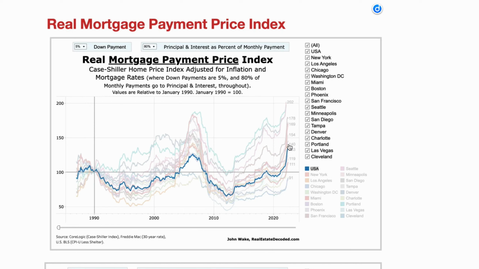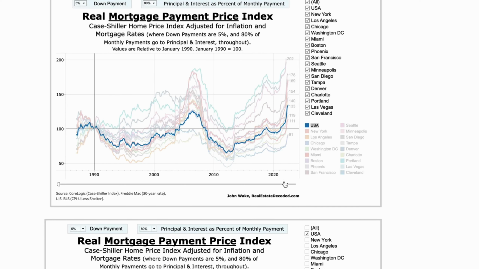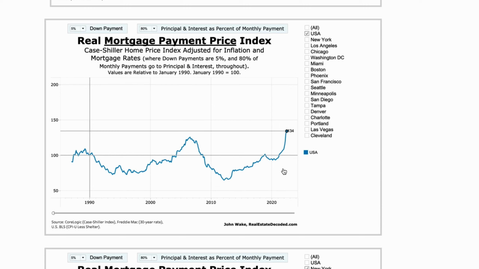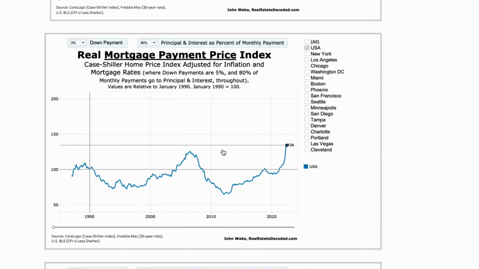So here you can see the blue line is USA. Well, let's go down. Let's look at it. I broke out some of the cities here, with these lines, so I can see this is USA here. This price is higher than it was at the peak back in, what, 2006, and obviously a lot higher than the savings and loan bubble.